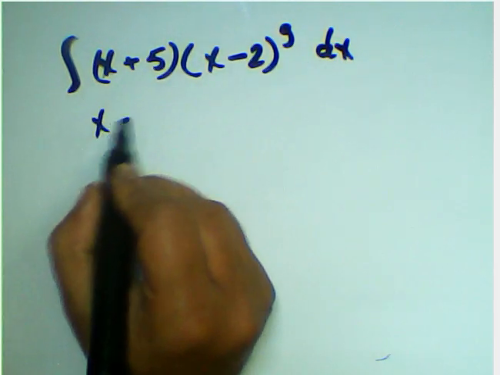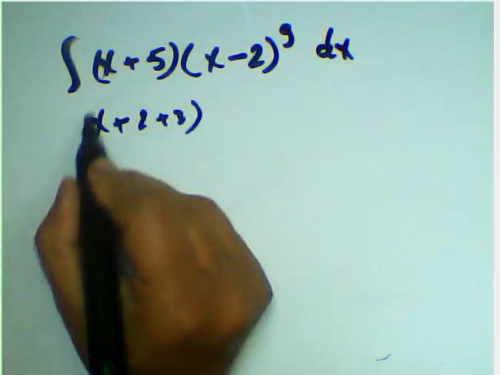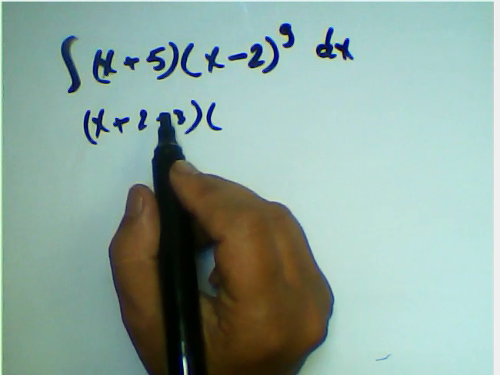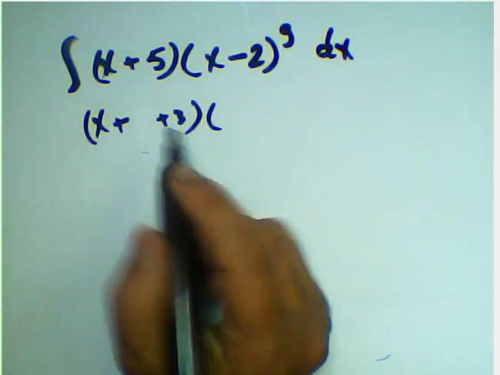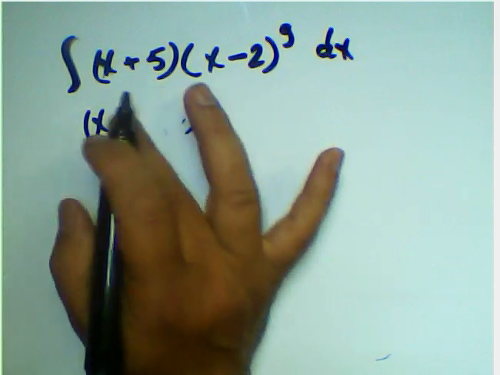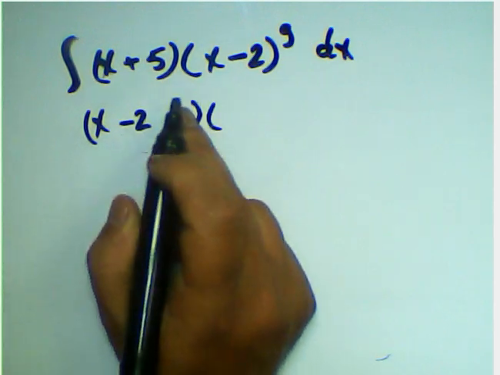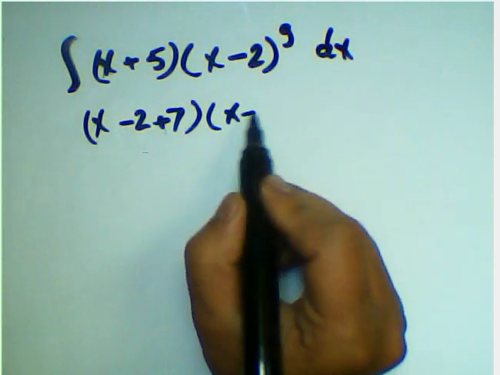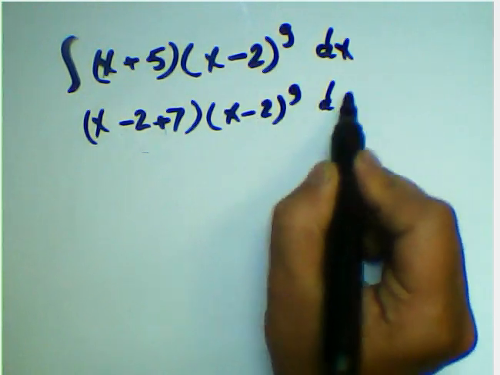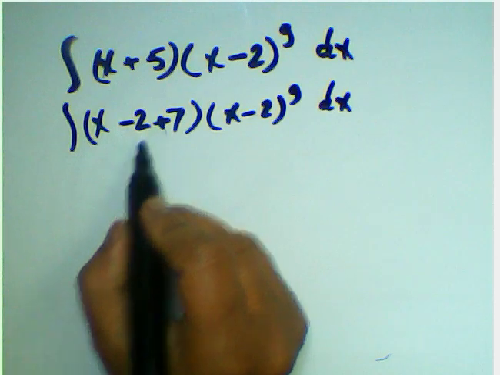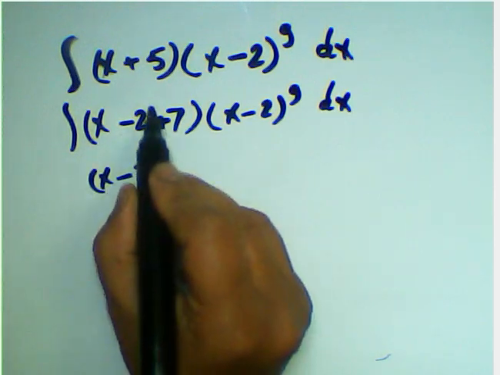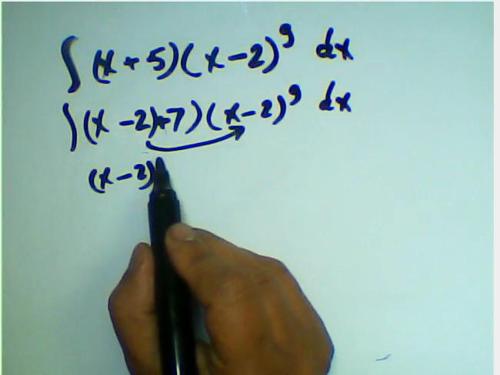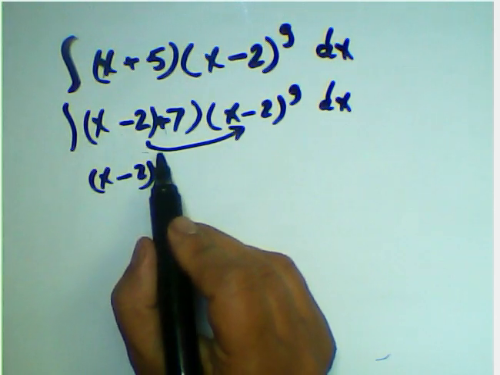So we can write here x plus 2 plus 3 multiplication by x minus 2. It's x minus 2, it means what? We can write here 7. We must write the same sign here, negative 2 plus 7, because it's negative. Okay, and then complete it. And we can write x minus 2, this function here, multiplication by this function will be equal x minus 2 power 10.